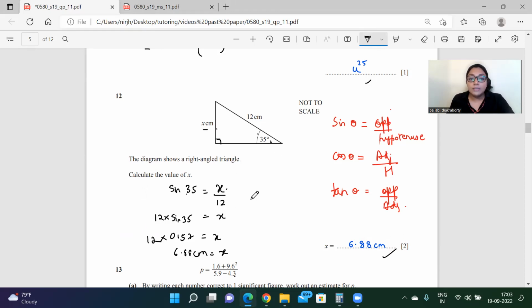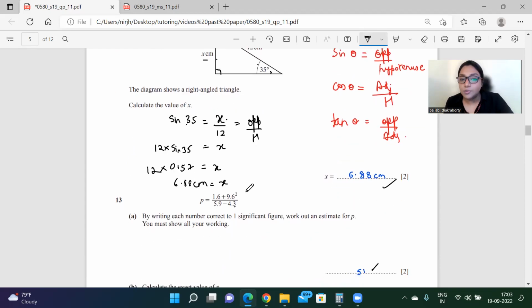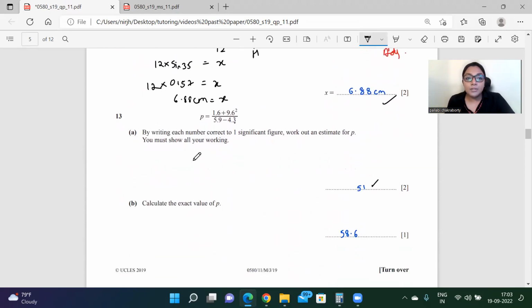You have to show this. Before that, you can also give the formula for sine, which is opposite over hypotenuse. You can mention that before writing down the actual answer. Now moving on to the next question.